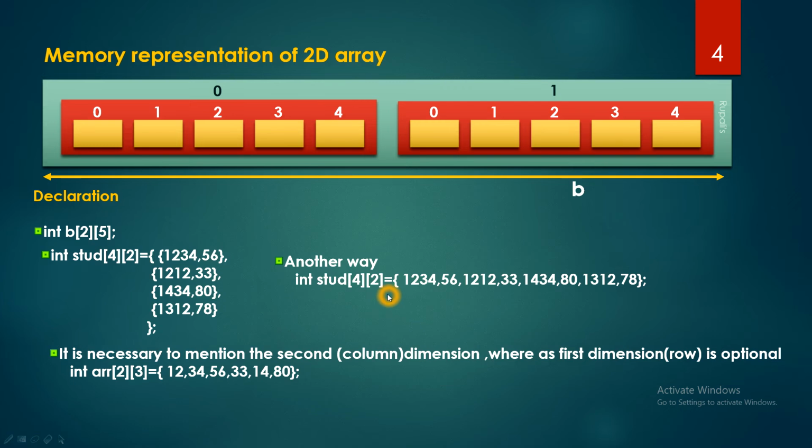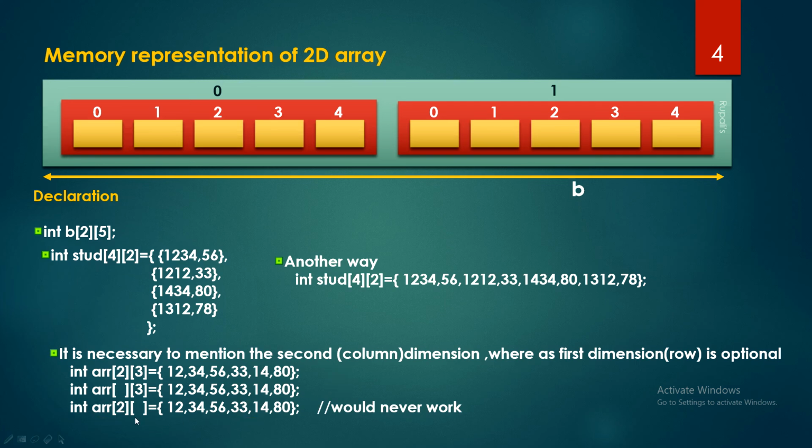It is necessary to mention the second dimension, the column, means here you have to mention 3. Whereas the first dimension, the row, is optional. See here, you can write in this way because the column is 3 and because you have given the elements of the array, the compiler automatically calculates and it becomes 2. But this will not work. This is wrong because two rows are there, but how many columns are there? It will not be calculated. And this is also wrong. These two syntaxes are wrong.